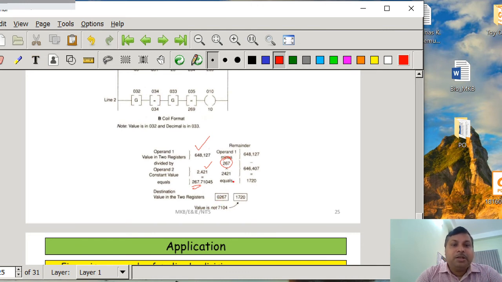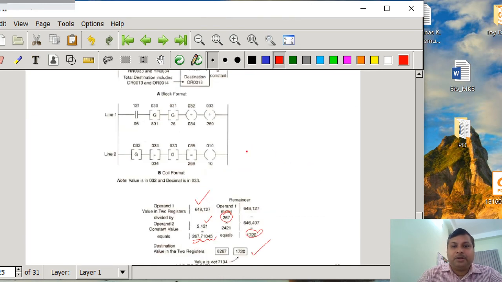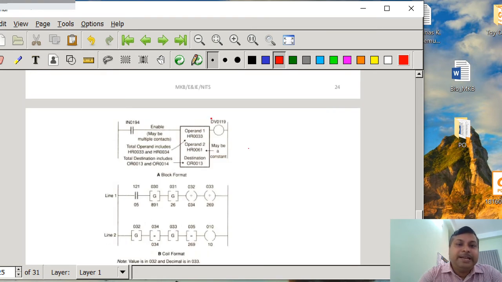It will be stored in the destination register, that is 267, but it is not going to have the decimal values. Instead of that, this subtracted value 1702 will be the result. So if you want to get the correct decimal results, then again you have to do the division by 2421. So this is the way the division operation has been done.